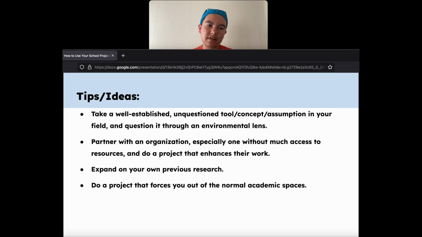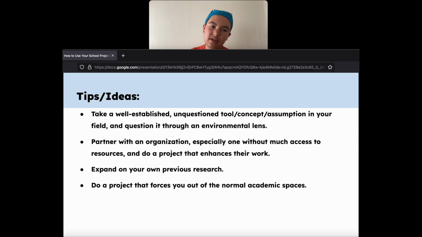So for the tips, we could take a well-established, unquestioned tool, concept, or assumption in your field and question it through an environmental lens. This can always be interesting because, if something's unquestioned, then you can be the first to break into it and say, well, what is this actually doing? And you can really uncover some very deep things about your subject by questioning what nobody questions.